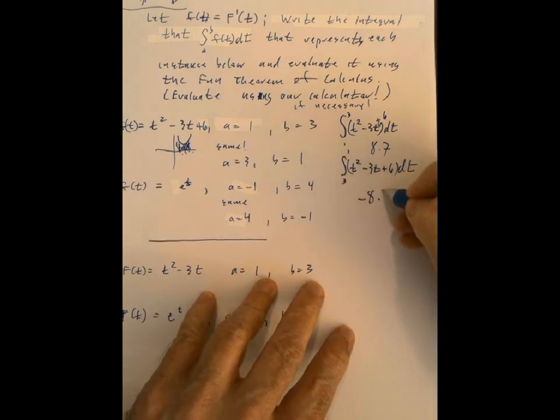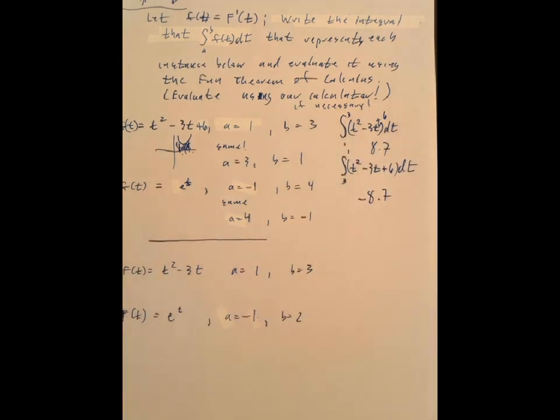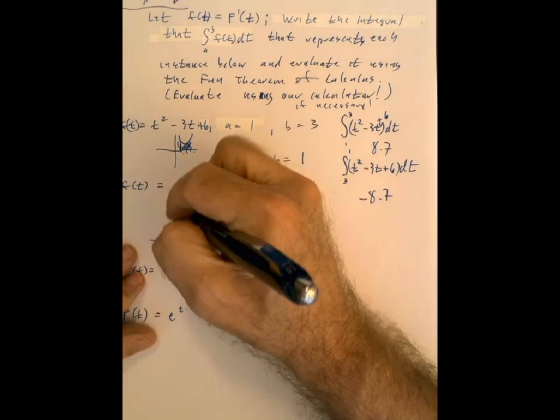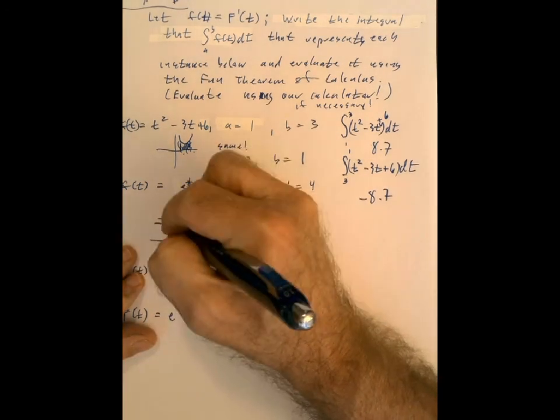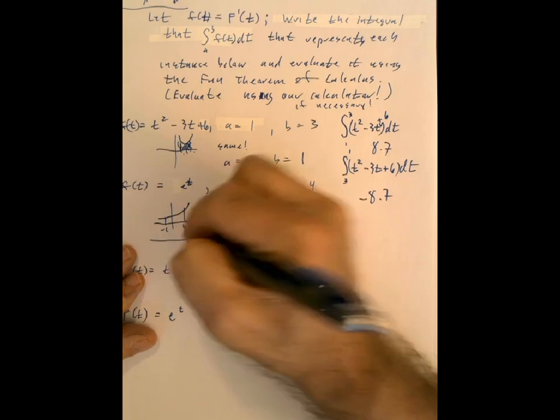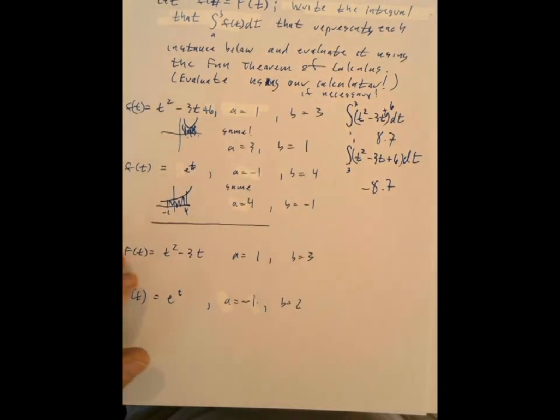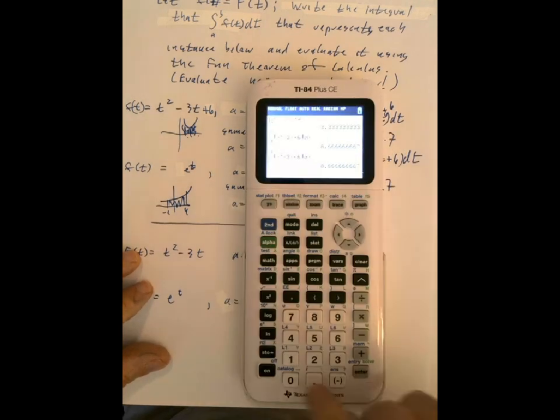Okay, so let's try this one. Let's put e of t in, and again, here's e to the t from negative 1 up to 4, right? And that's going to look approximately like that. So we're going to want that area there. Let's see what happens.